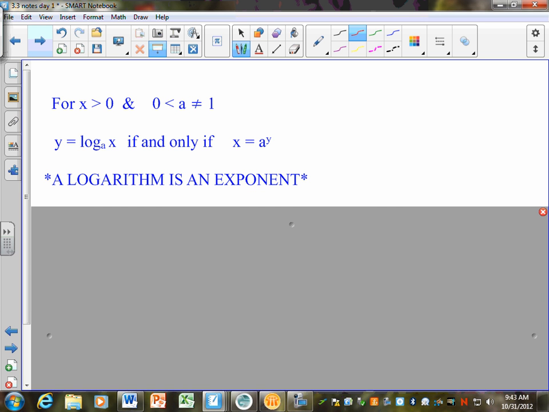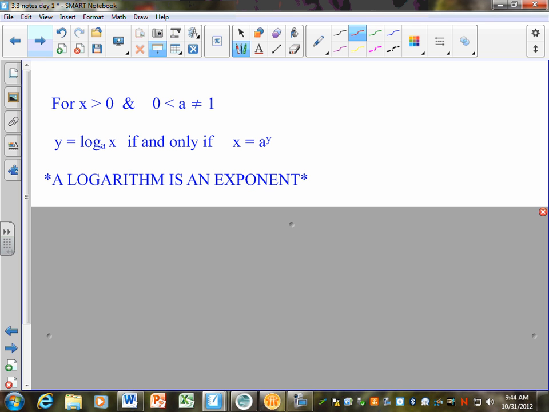So here's our big definition. What is a logarithm? And maybe if you had me for Algebra 2 last year, you'd remember how much I stressed this idea. People think that logarithms are something totally different, that it's this whole new operation, but really it's just another way of writing an exponent.